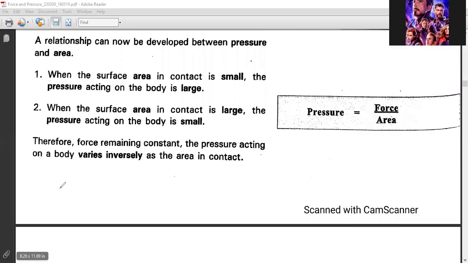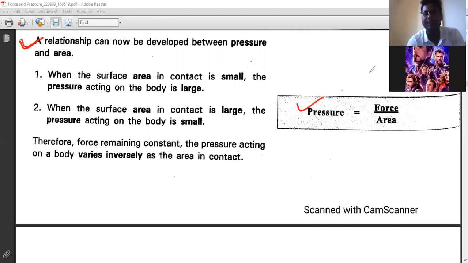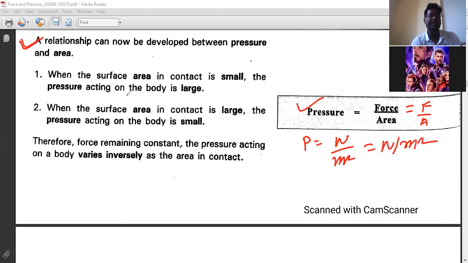So we were studying about pressure and force, right? As we know, pressure is equal to force upon area. So this is the formula: pressure equals force upon area, which can be written as F by A. What will be the unit of pressure? Force unit is Newton, area unit is meter square. So the unit will be Newton per meter square, right?